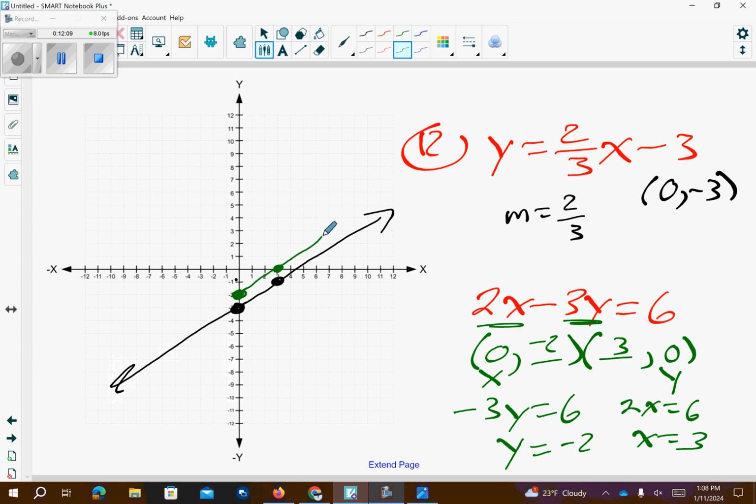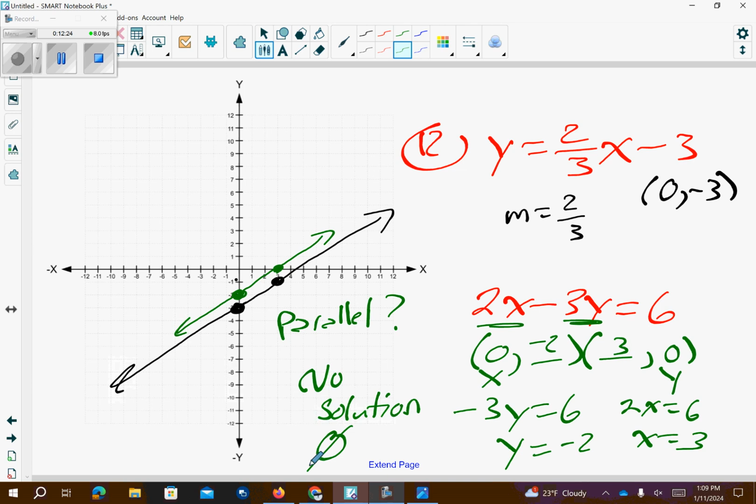What do you notice about these two lines? They're parallel. Do parallel lines cross? No. So I have no solution. Or you can make it a 0 with a slash through it. That also means no solution.